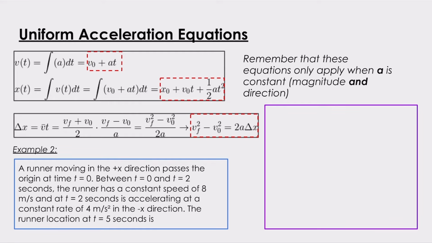So a runner is moving in the positive x direction and passes the origin at time t is equal to 0. Between t is equal to 0 and t is equal to 2 seconds, the runner has a constant speed of 8 meters per second. And at time t is equal to 2, they begin accelerating at a constant rate of 4 meters per second squared in the negative x direction. And we want to find the runner's location at t is equal to 5 seconds.